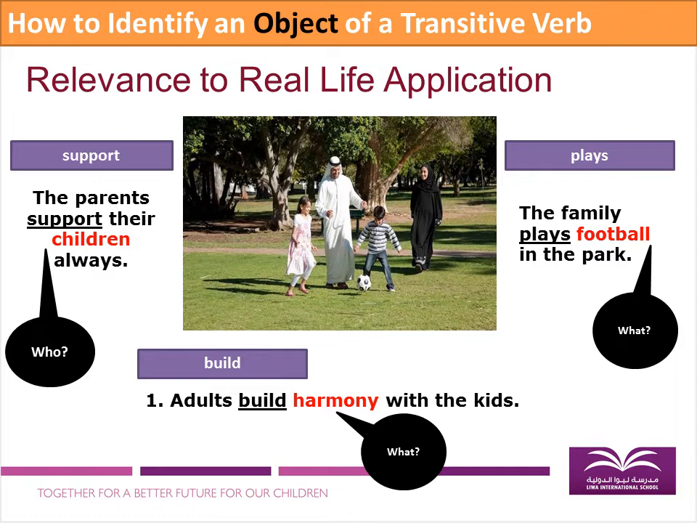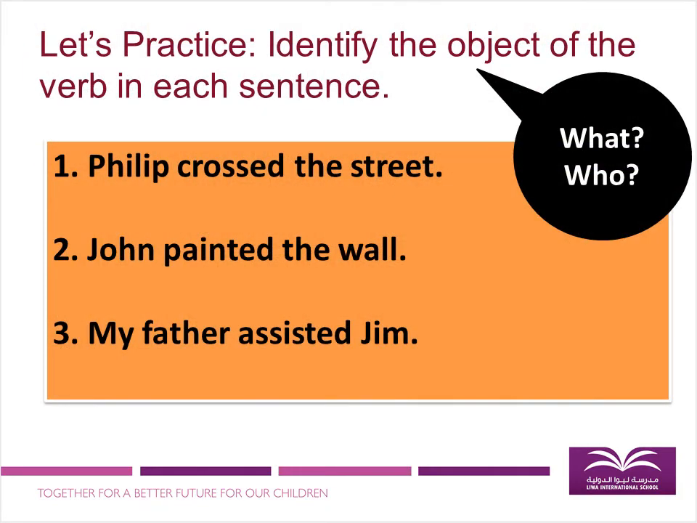Let's move on then. Let's practice. It's your turn. Identify the object of the verb in each sentence. Now, you have to ask 2 questions for you to easily find the object of the verb in these sentences. Questions: what, who. Now let's have number 1, Philip crossed the street. 2, John painted the wall. 3, my father assisted Jim.